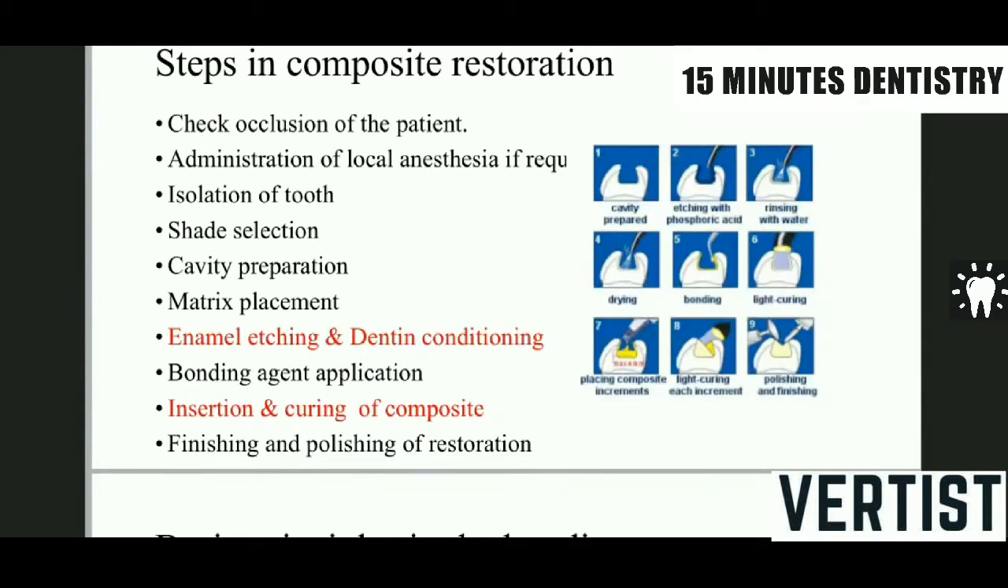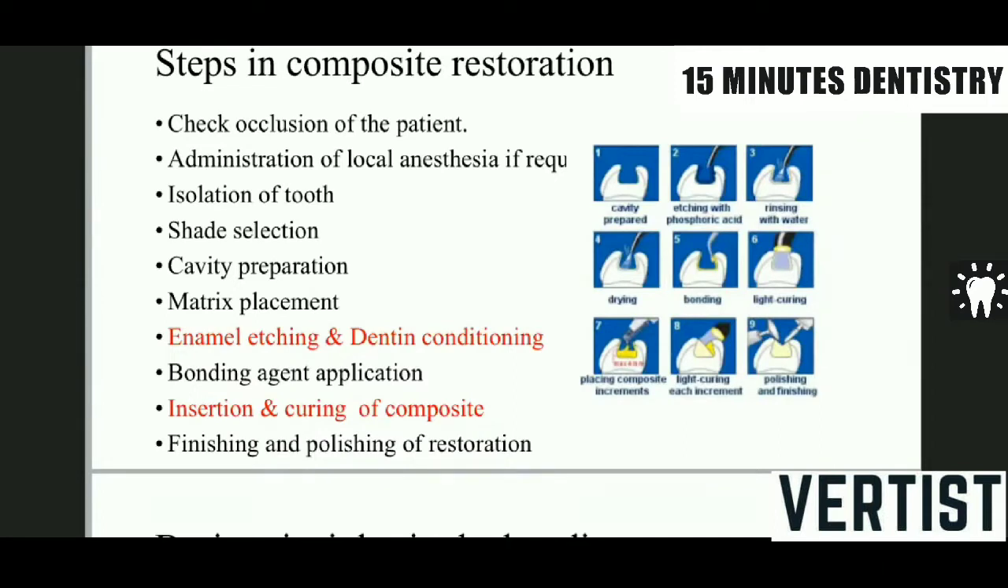Now, the first important point is you have to check the occlusion of the patient. The composite restoration should be given in a non-stress bearing area, so the occlusion will tell you, with the carbon points or with the occlusal marking papers, what the occlusion is, where the stress bearing areas are, which are the stress bearing curves, and what is the position of the tooth when the patient occludes.